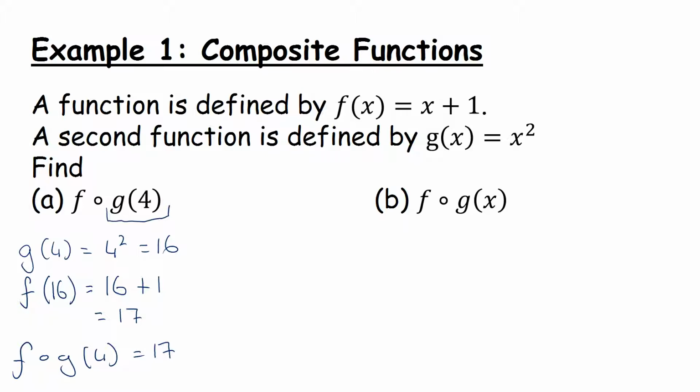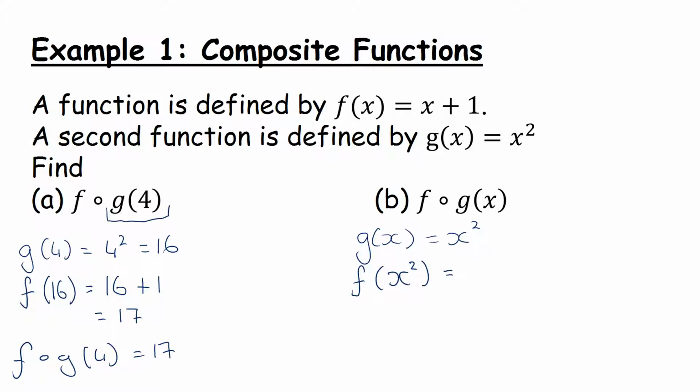So let's look at part B of this question then. So here it asks us to do f after g of x. So they haven't given us a number to fill in. Just as before, let's take g of x, because that's what we're going to do first, and that is x squared. So that is our answer to the first part. We're then going to sub that answer into our f function. So it's f of x squared.